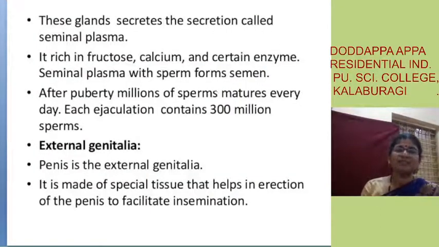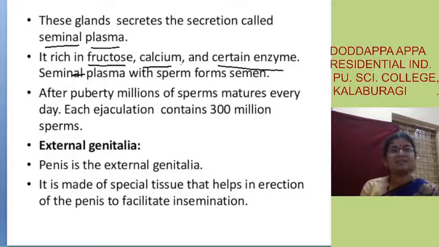So these glands, what do they secrete? Glands means automatically they will secrete. They will secrete a fluid which is called seminal plasma. Seminal plasma contains mainly fructose for nourishing the sperm, calcium which will help in providing motility, and certain enzymes. What are the contents of the seminal plasma? Fructose, calcium, and certain enzymes. And also it is having sperms. So together with the sperm it forms semen. It is an MCQ question.